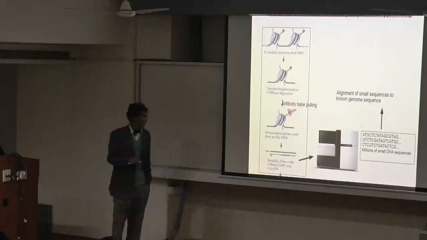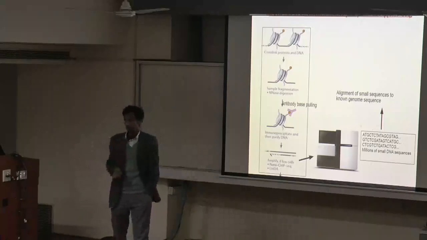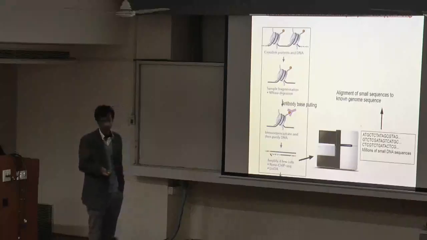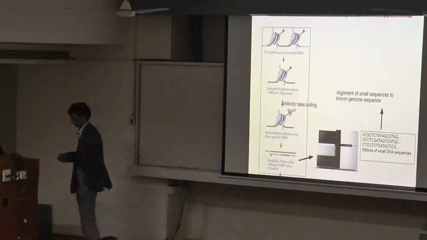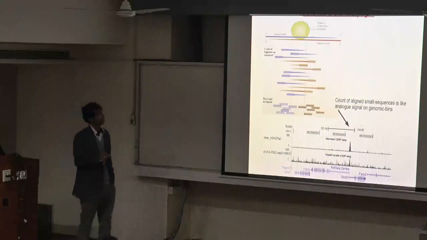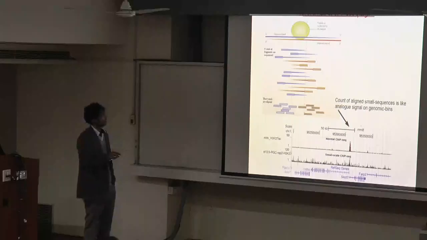So suppose this protein binds region A and doesn't bind region B, then we will have a larger number of small-strand sequences from region A. Coming to understanding this, suppose we have a protein bound here, and these are the small fragments of DNA sequenced by the machine.